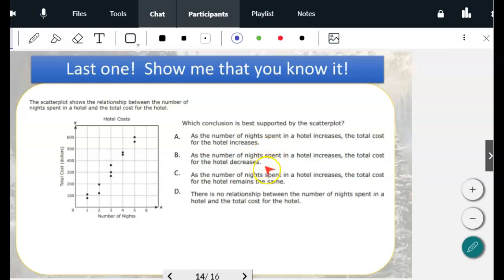Let's look. As the number of nights spent in the hotel increases, the total cost of the hotel decreases. No. As the number of nights spent in a hotel increases, the total cost for the hotel remains the same. Absolutely not. It's going up. There is no relationship between the number of nights spent in the hotel and the cost. There definitely is. It was A. It's increasing. The more nights you spend, the more it costs.